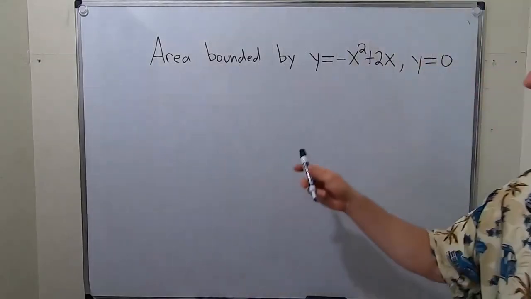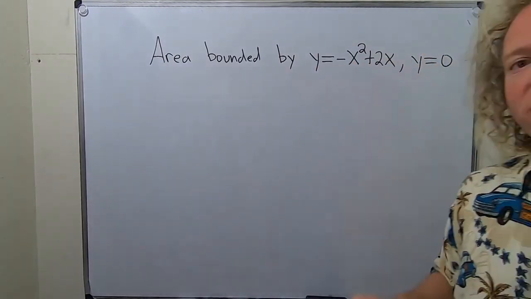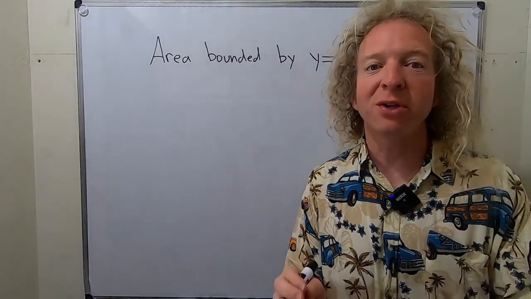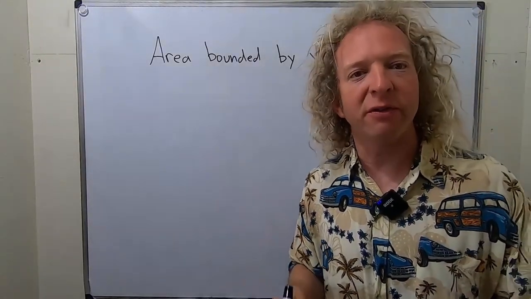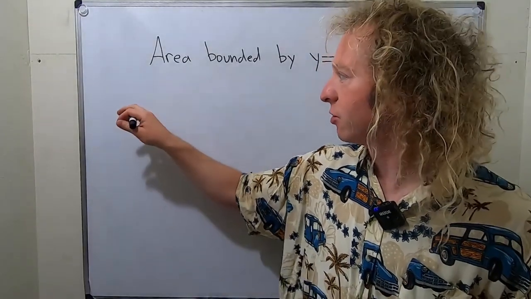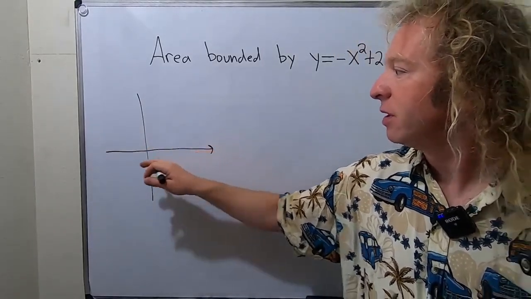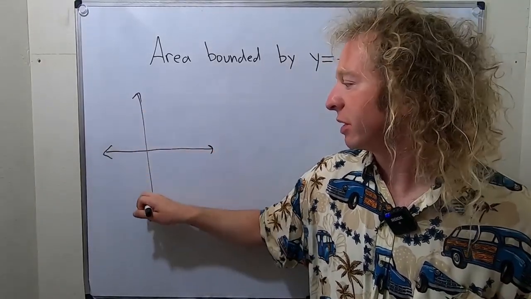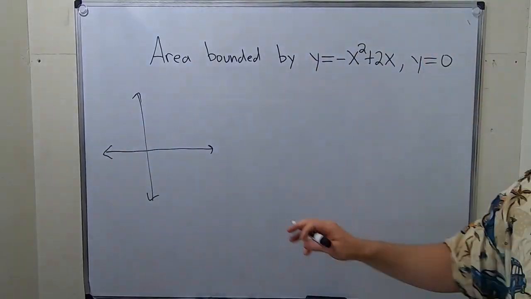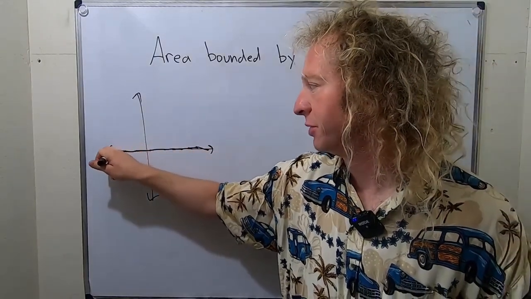In this problem, we're going to find the area bounded by the graph of this parabola and the line y equals 0. To do that, the first thing we have to do is draw a picture so we can figure out the limits of integration for the integral that gives us this area. So let's draw the picture. There's the y-axis, there's the x-axis. The line y equals 0 is just a horizontal line right here on the x-axis. So that part's pretty easy. I'll just do this to indicate that is y equals 0.